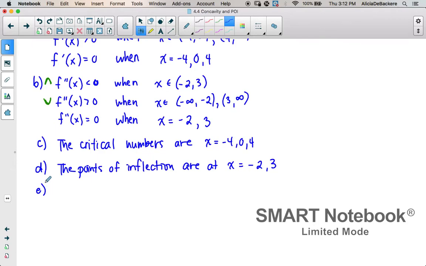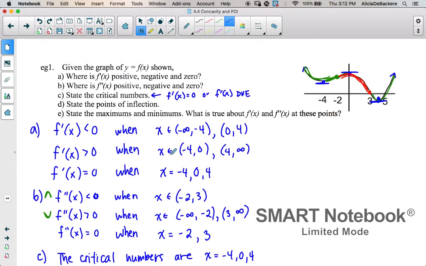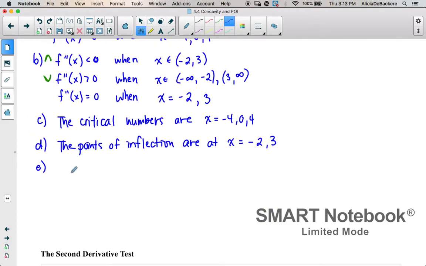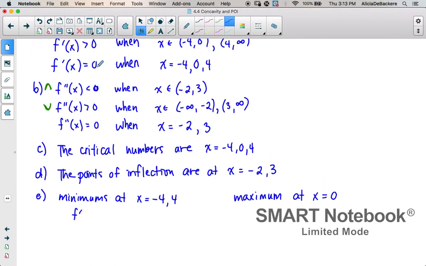All right, and then part E, it asks me to state the maximums and the minimums, and then what is true about the first and the second derivative. And this is another learning point for us. So there are two minimums, and these are coming from my critical numbers. And there's a maximum at x equals 0. So now I want to think about, what do I know about the derivatives at those points? We've already stated that the first derivative is equal to 0 at all three of those numbers.